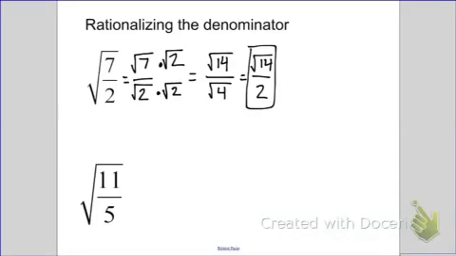So let's try that again. Split this into square root 11 and square root 5. I end up with two numbers that are not anything that's factorable. They're both prime, and I can't square root either of them. They're not perfect squares. So we're going to have to multiply them by what is on the bottom, square root 5.